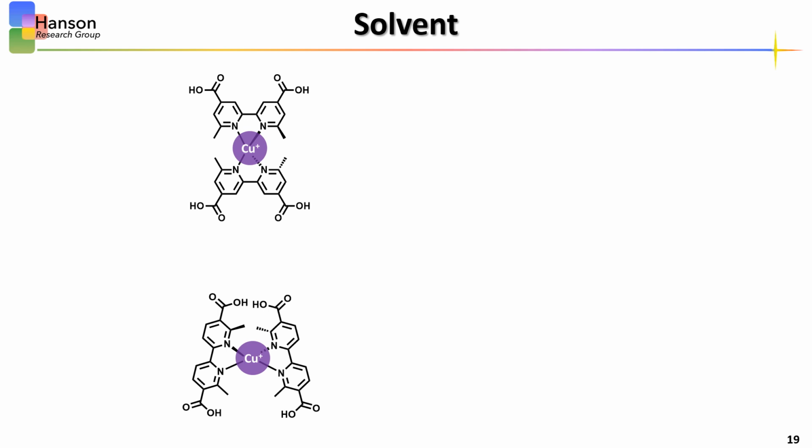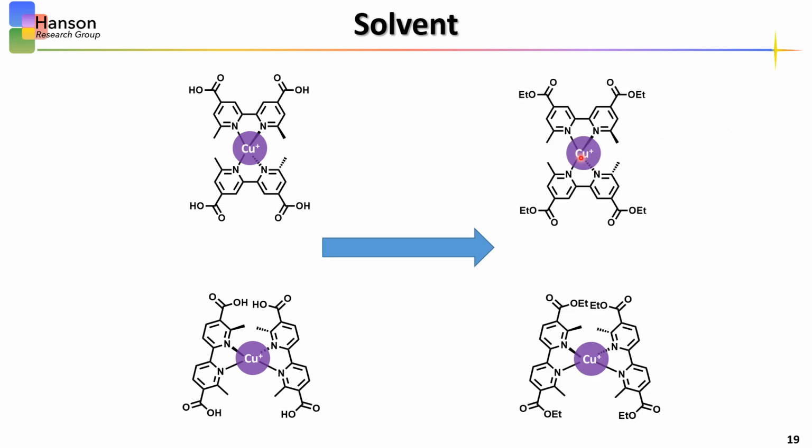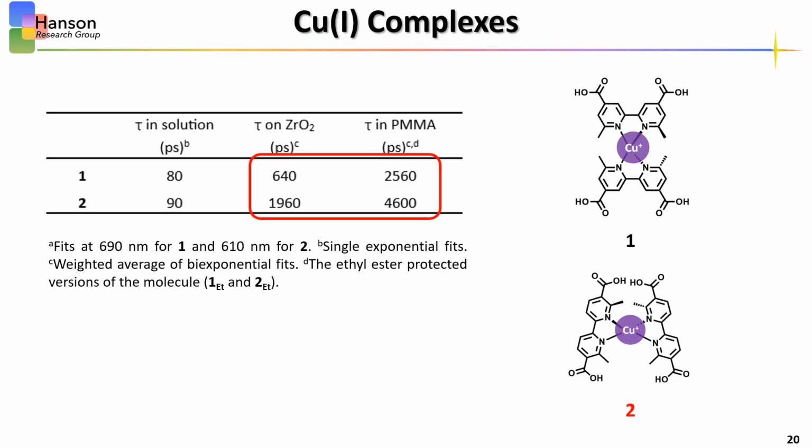However, methanol is known to quench the lifetime in solvents. So in order to study the solvent effect, we use the ester versions of these two molecules to study the solvent influences on the molecules. We loaded both of the molecules on PMMA. When it is on the PMMA, no solvent can attack the molecules, so there should not be any solvent effect on the molecules.